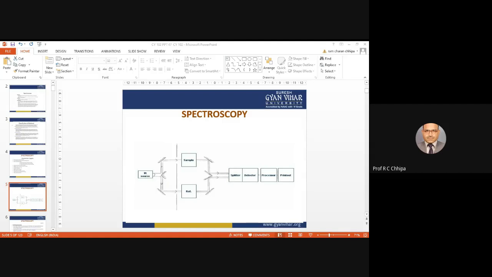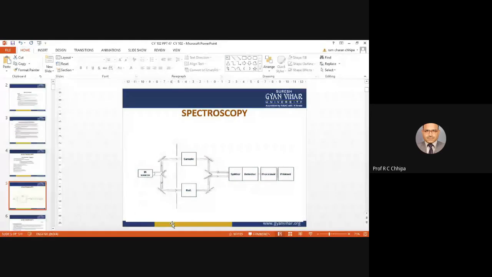So similarly, there is one thing in the given diagram, the source of radiation. So which one is the source of radiation? If suppose we have a tube light, or a simple bulb, the simple bulb will produce visible and infrared radiation. First of all, all of you have to see the diagram here: the source, and then the sample. These radiations are then passed through the sample, then splitter, then detector, then processor, and lastly we get the printout.